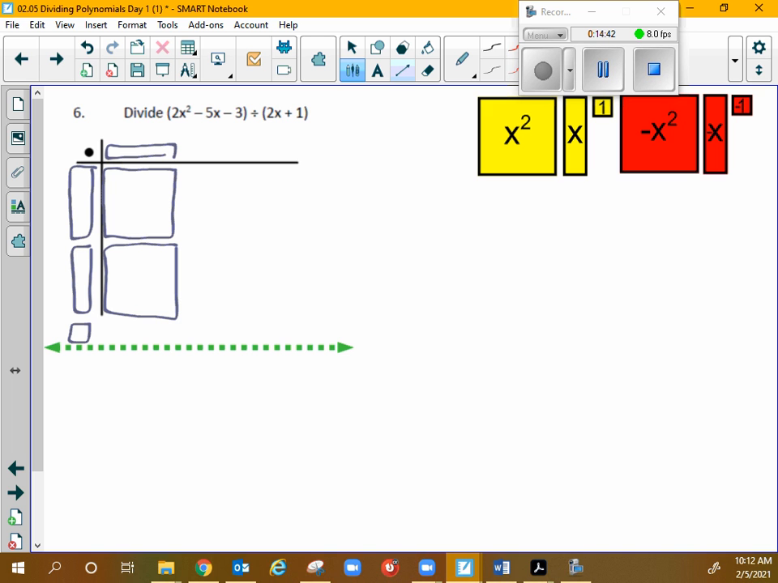Now, what does that create here? X. So we have our 2x squared and we have 1x, but what do I need? Negative 5x. So what do I need to incorporate into my next section? Negative ones on the top. Negative 6.